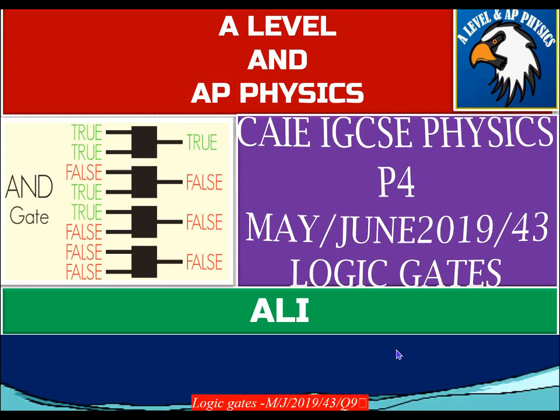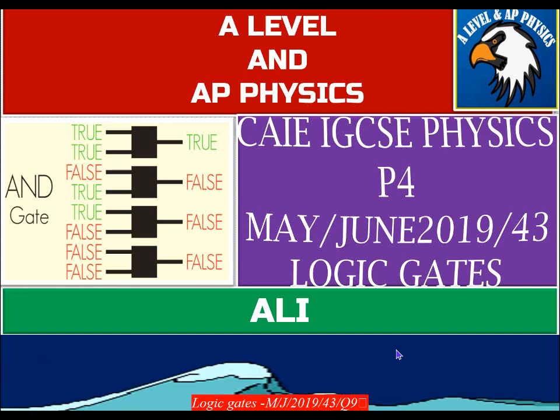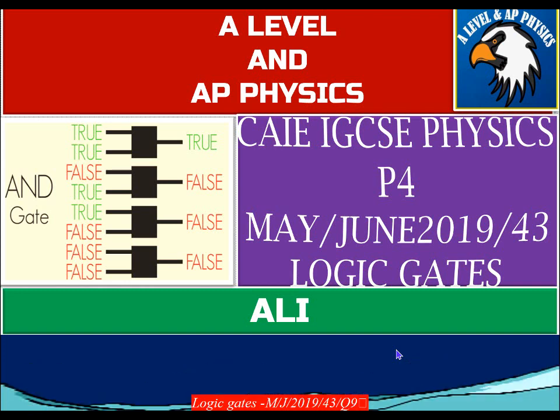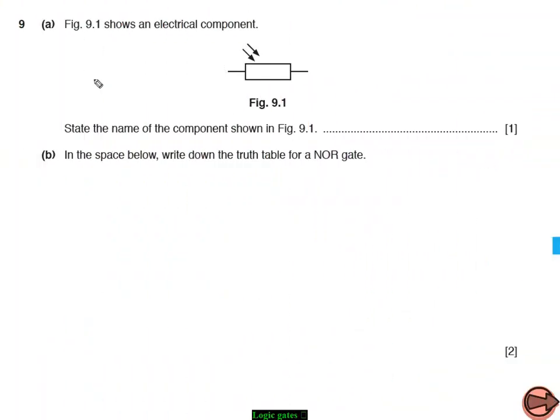In today's video, we will study logic gates by solving a past paper question. This question is from May-June 2019, and this video will help you to improve your understanding of logic gates. So in this question, we need to understand what it is asking us. The question is simply asking us to state the name of the component, and the symbol is given to us here, as you can see. Now, how can we identify this symbol?